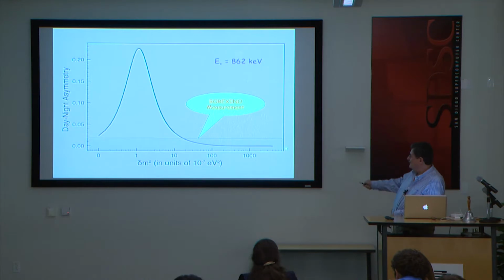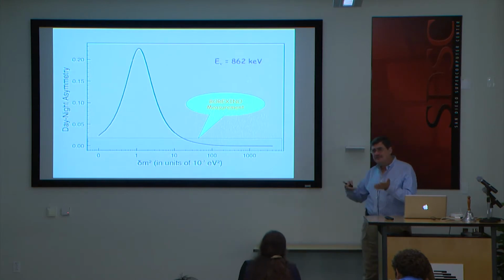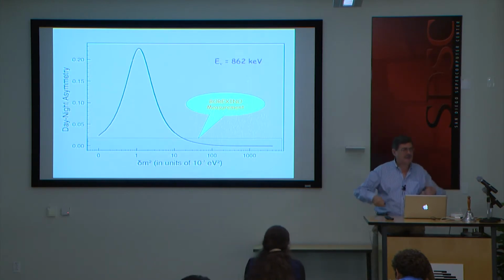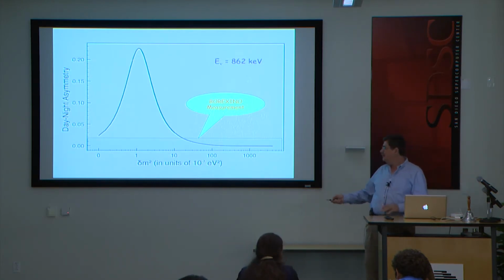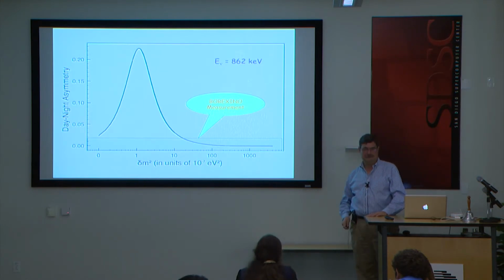And this is the Borexino measurement for the asymmetry. And you can see it rules out this low region. It agrees very well with the LMA. This is a very new result, by the way. I mean, one thinks that solar neutrinos are an old field, had been around for a long time and so on, but this result is only 1 year old.